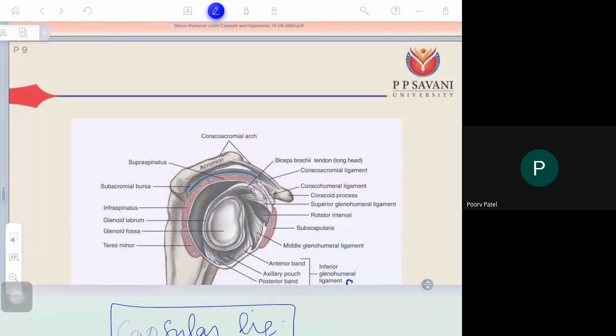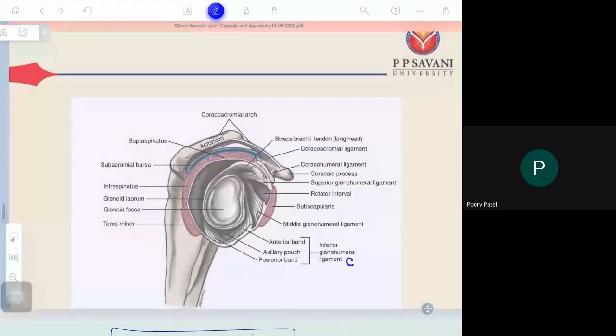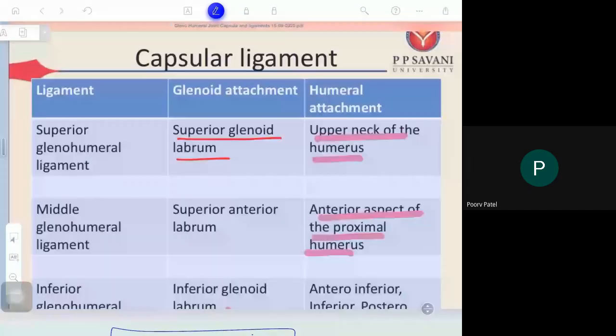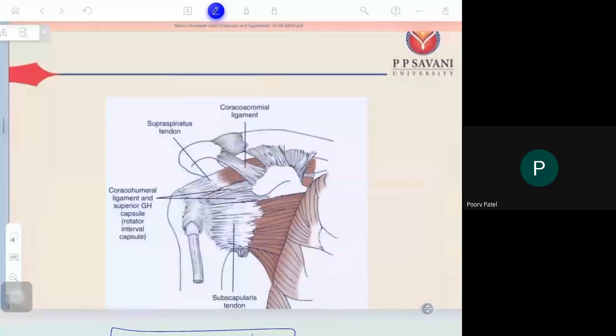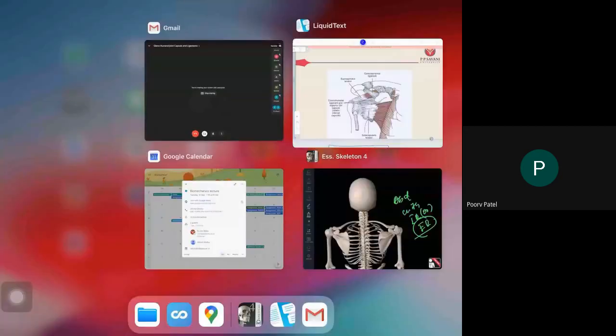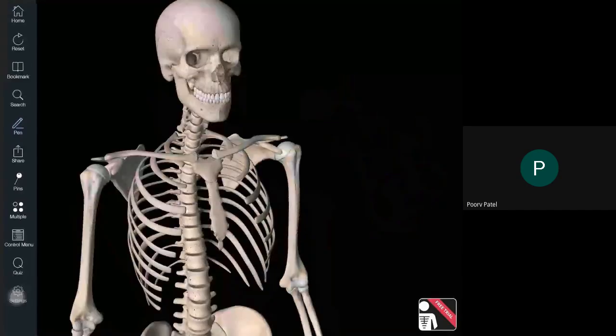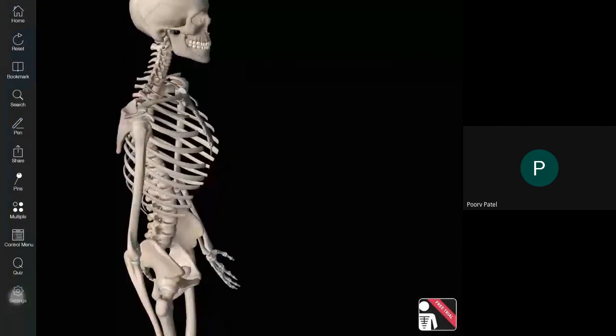No, sir. Okay. Now, one point I would like to highlight here. You can see here what is called the rotator interval. Now, what is this rotator interval? Can anyone explain what the rotator interval is? Yes or no? No, sir. Okay. See, you know the attachment of the muscles. You know the attachment of the rotator cuff muscles.